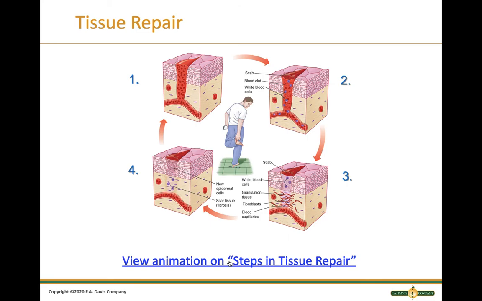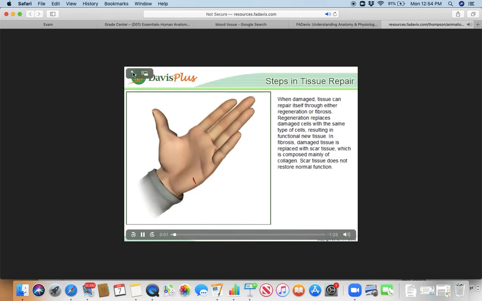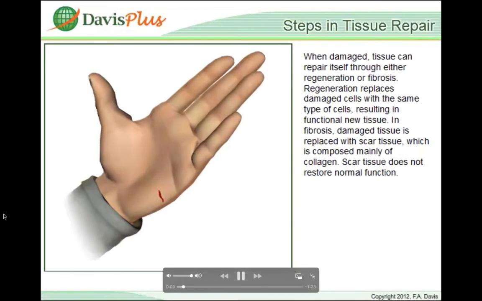This would be regeneration. When damaged, tissue can repair itself through either regeneration or fibrosis. Regeneration replaces damaged cells with the same type of cells, resulting in functional new tissue. In fibrosis, damaged tissue is replaced with scar tissue, which is composed mainly of collagen. Scar tissue does not restore normal function.